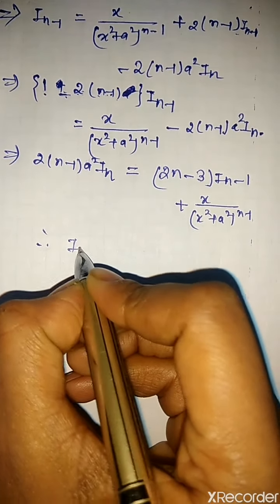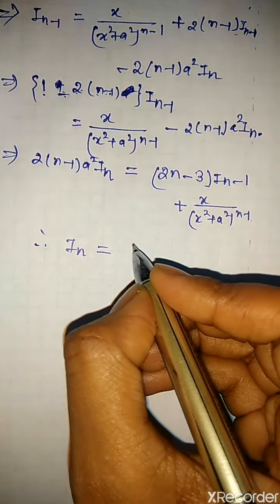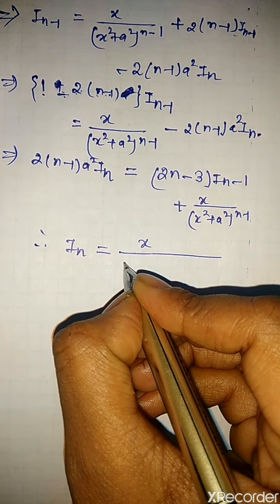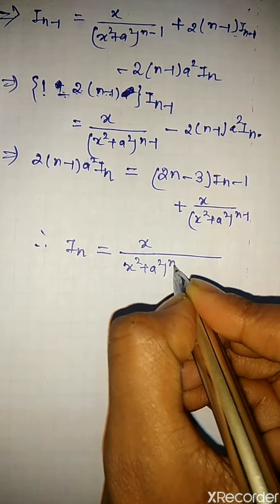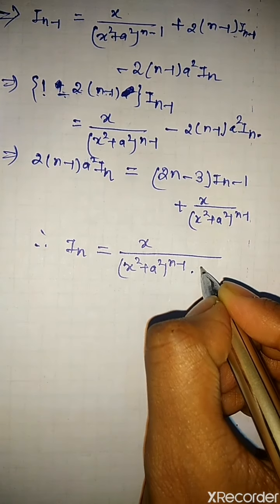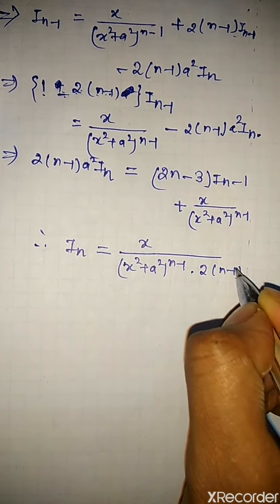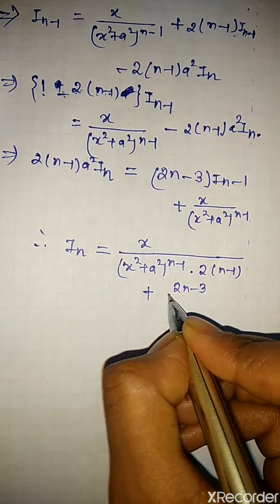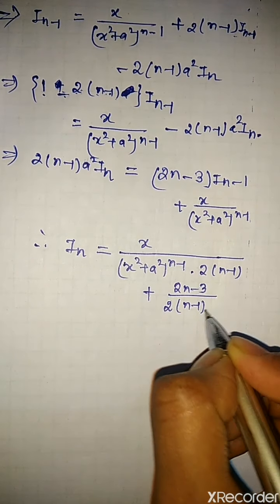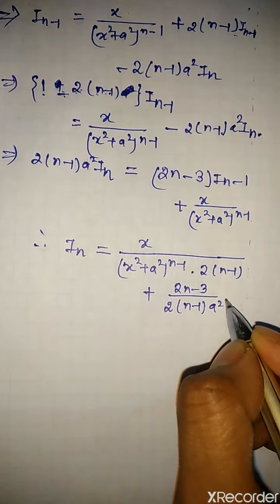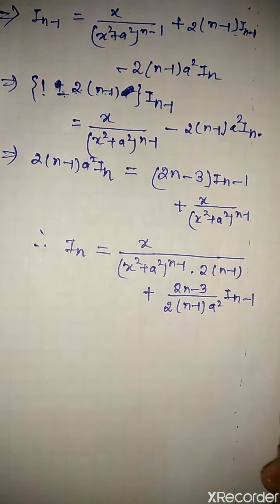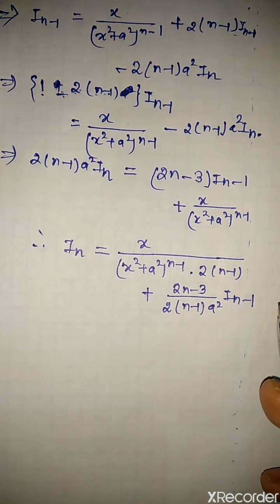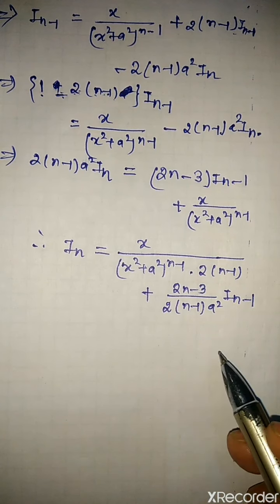Therefore I_n is given as x divided by (x square plus a square) whole to the power n minus 1 into 2 times (n minus 1), and then we have plus (2n minus 3) divided by 2 times (n minus 1) a square, right? And here is I_{n-1}. So this is the reduction formula for integration over 1 by (x square plus a square) whole to the power n.